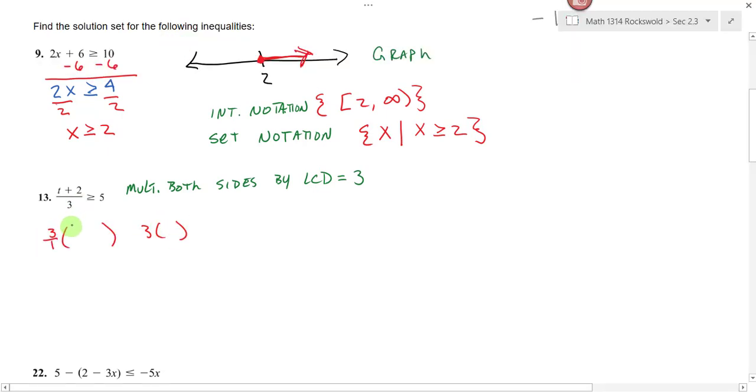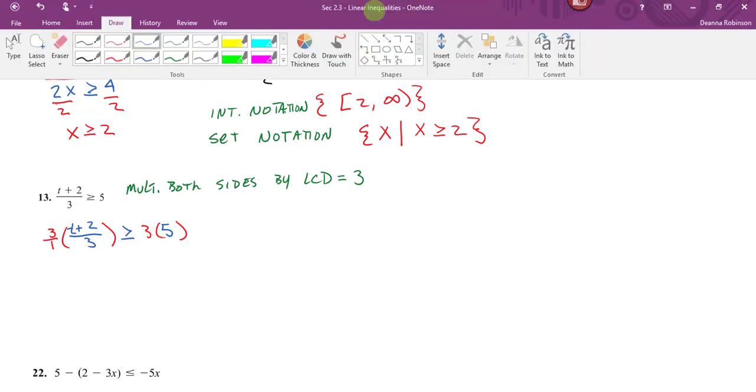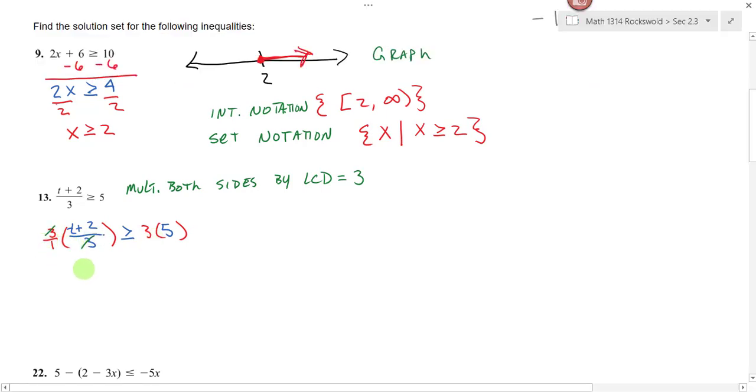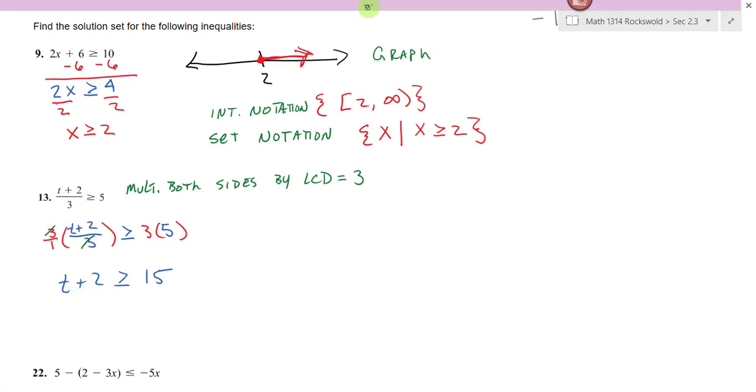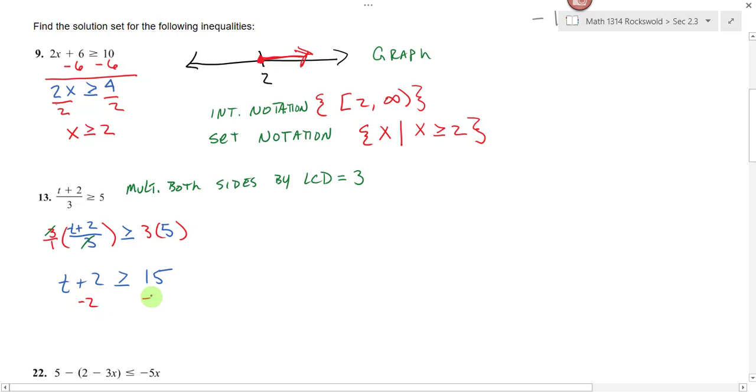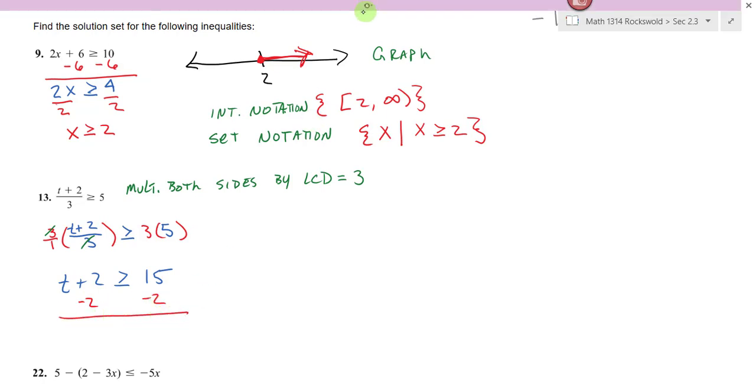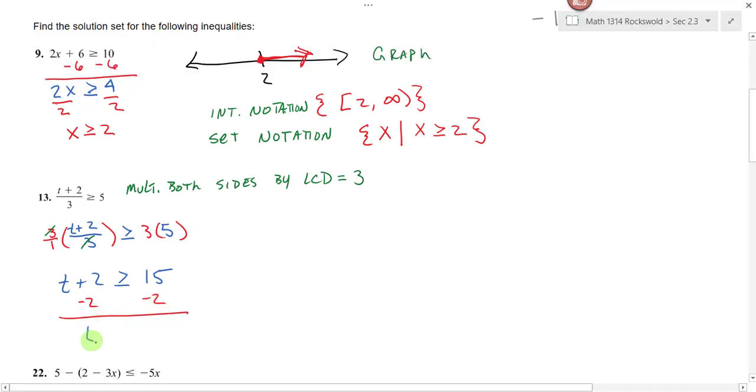Because the left-hand side of the inequality is a fraction, I'm going to write 3 as a fraction. So that's t plus 2 over 3 is greater than or equal to 5. And I multiply the left-hand side and the right-hand side by 3. When I do that, these 3's cancel out, and I'm left with t plus 2 is greater than or equal to 15. Don't forget to multiply this side by 3 as well. How do I get the t by itself? I'm going to subtract 2 from both sides. Do I have to flip my inequality? No, I don't. And I end up with t is greater than or equal to 13.